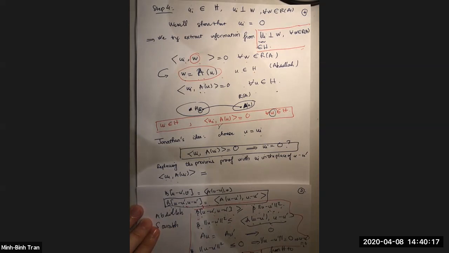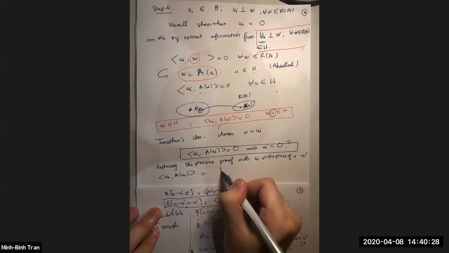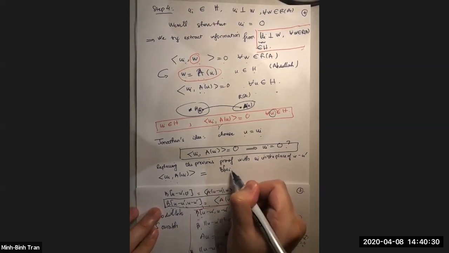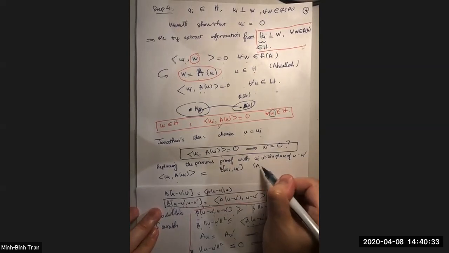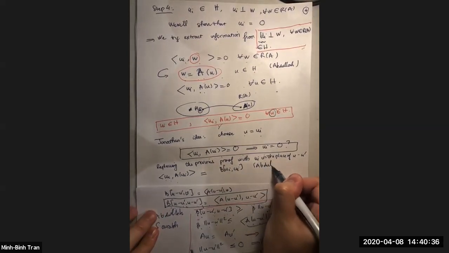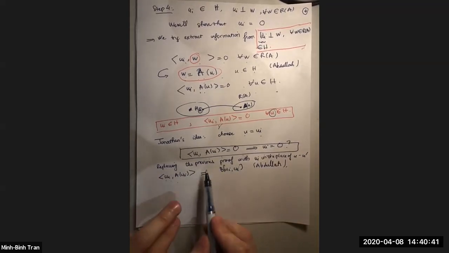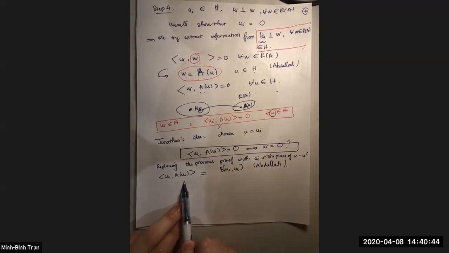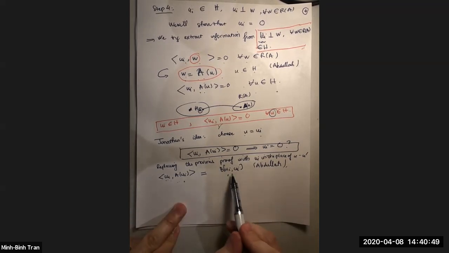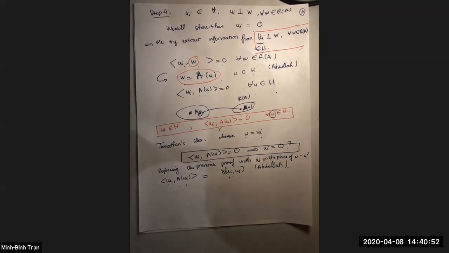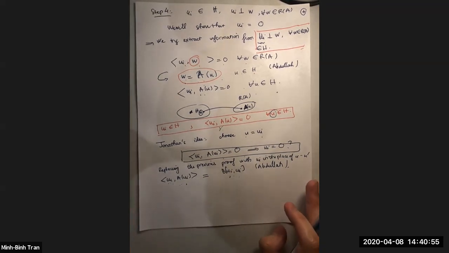So what is ⟨u_i, Au_i⟩? Is it the bilinear form of u_i and u_i? So this is B(u_i, u_i), right? So according to Abdullah, what is Au_i? Au_i by definition is coming from B, right? So basically ⟨u_i, Au_i⟩ will be B(u_i, u_i). So this is the suggestion of Abdullah. And now we follow the previous proof.